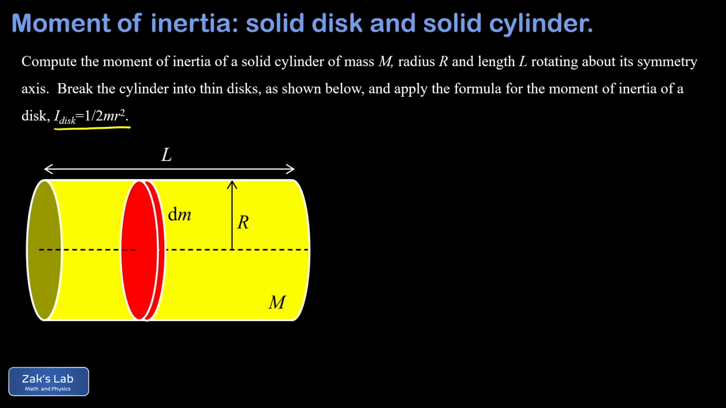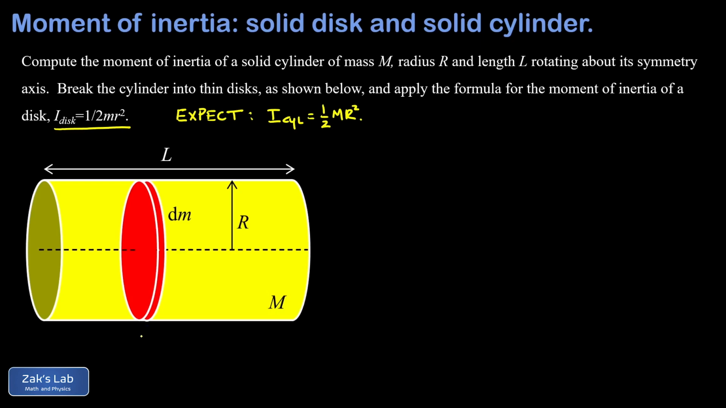Another way of saying this is that a solid cylinder is just a disk smeared out into a third dimension. So what I'm expecting here is that the moment of inertia for the cylinder is going to be exactly the same thing as the moment of inertia for the disk. And the point in our problem, of course, is to actually prove this by doing some calculus.